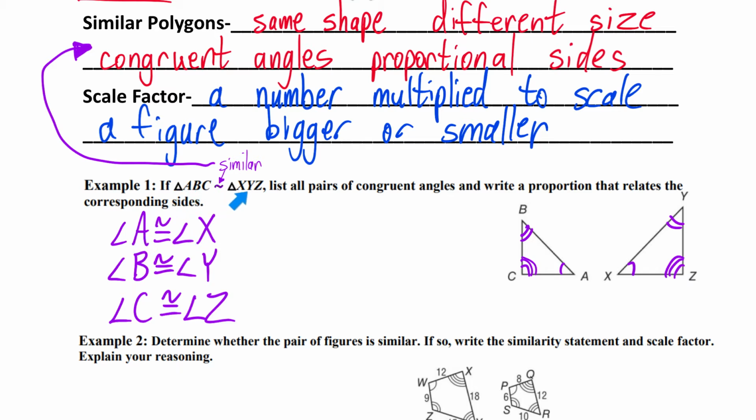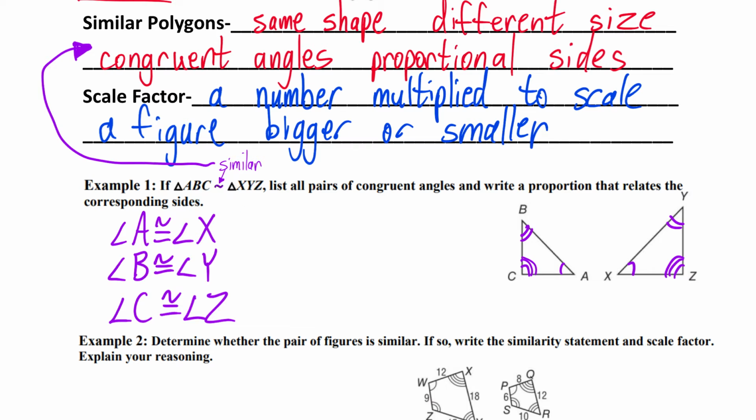See, B is the middle, Y is the middle. So B and Y go together. And then C is the last one, Z is the last one, so C and Z go together. So sometimes when you look at the picture, it may be a little bit confusing. But if you just look at this statement, a lot of times that'll clear it up right away because the order here matters. Okay, so it helps us to figure out what goes with what.